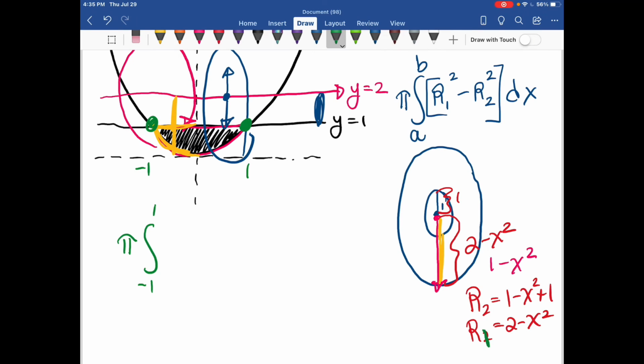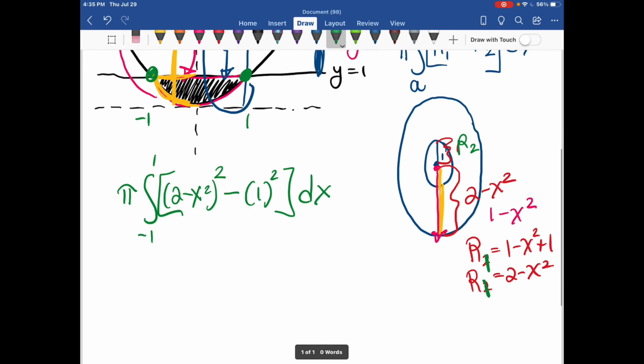Whoops, I labeled this wrong. This should be radius 1. This should be radius 2. So I'm going to take my outer radius, which is 2 minus x squared, and square it. And then I'm going to subtract my inner radius, which is 1, and square it. And then I'm going to integrate this. When we integrate this, you should get 11.728612573402, and then just follow the directions on how you're supposed to round.